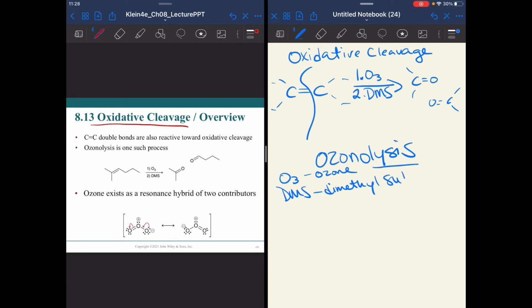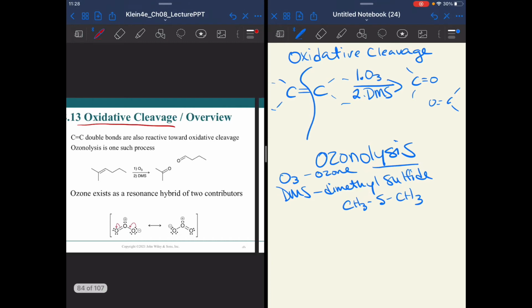DMS is dimethyl sulfide. So you may also just see it written as CH3SCH3. Typically it is abbreviated. It is two steps, so the 1 and the 2 are important. You don't put all of it together in one pot and mix it up. You do the reaction with ozone, and then you use the DMS.